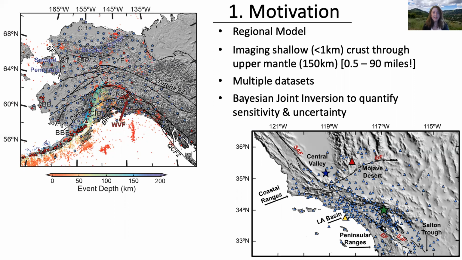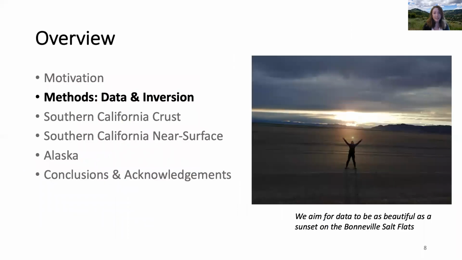We use multiple data sets obtained from teleseismic earthquakes and ambient noise cross-correlations through a Bayesian joint inversion Markov chain Monte Carlo that enables us to quantify sensitivity and uncertainty. Let's discuss the data and methods that I use to accomplish imaging the subsurface.